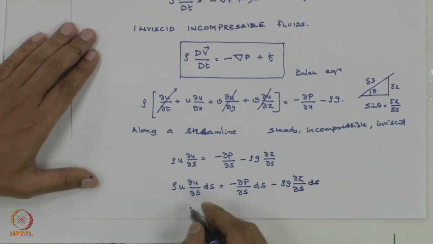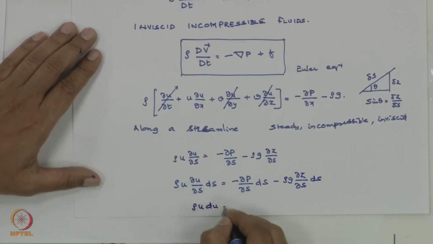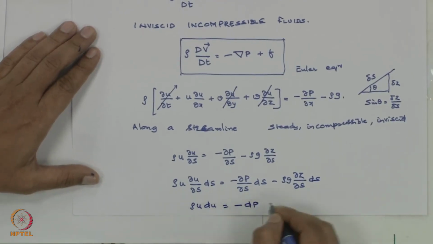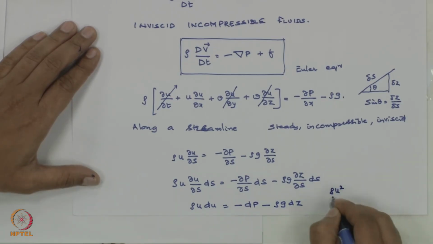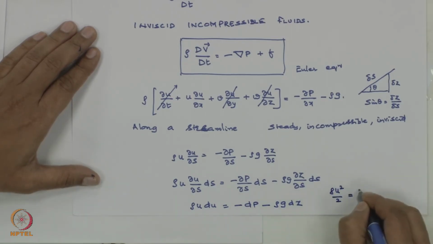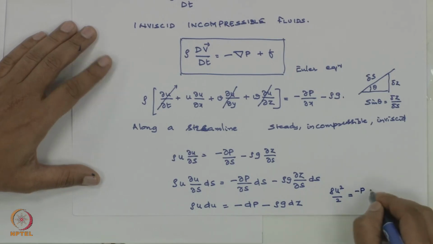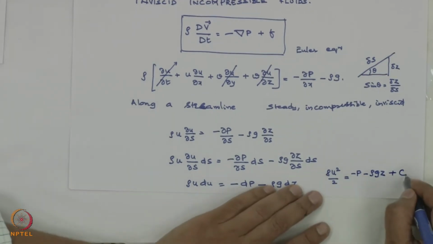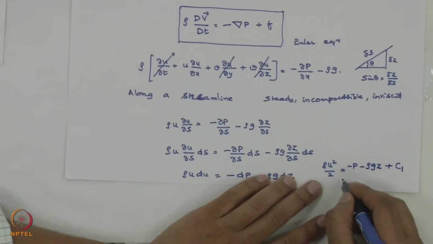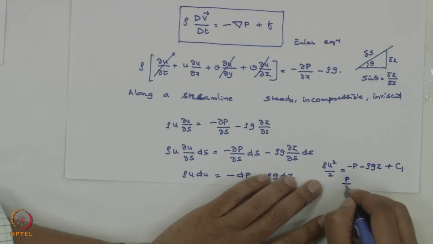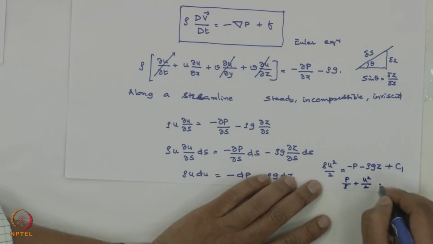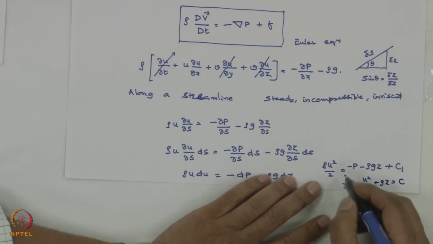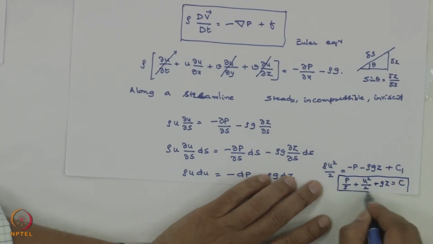So what will I get? This is nothing but rho u du equal to minus dp minus rho g dz. Okay. So if I integrate this, what will I get? Rho u squared by 2 equal to minus p minus rho gz plus constant, let's say C1. If I divide throughout by rho and rearrange, I get p by rho plus u squared by 2 plus gz equal to constant. This is my regular Bernoulli equation.